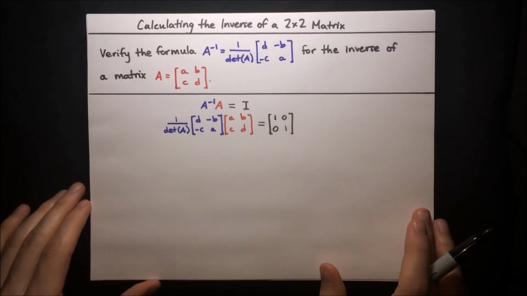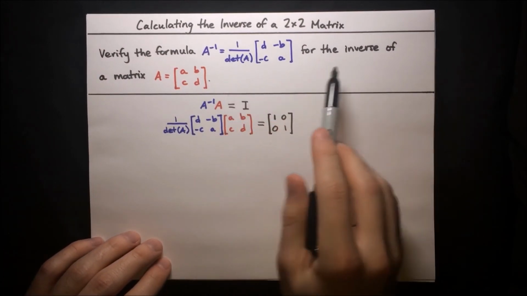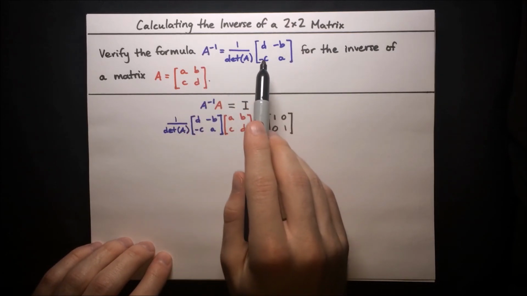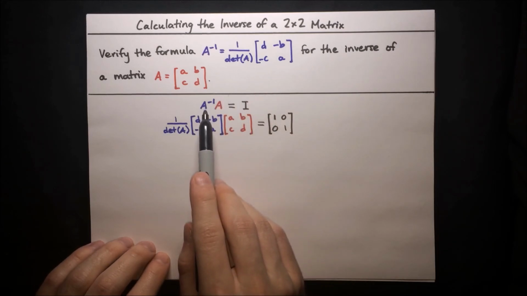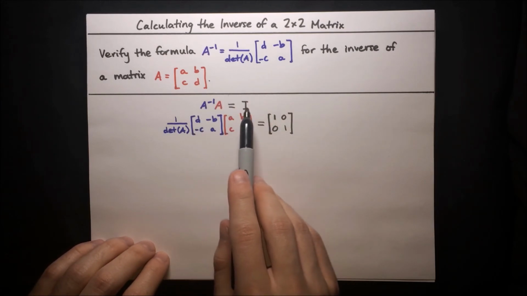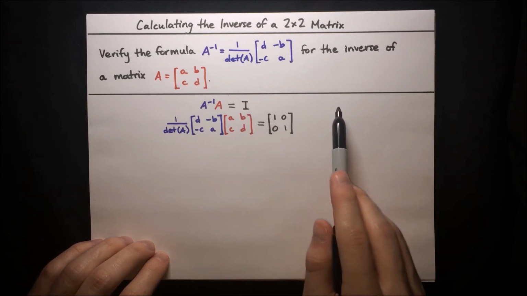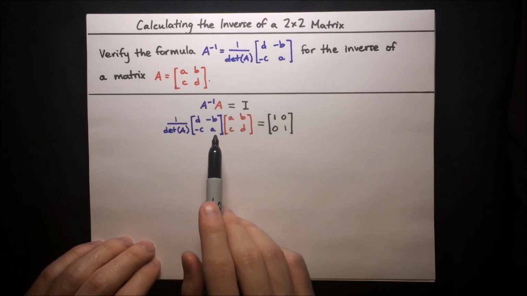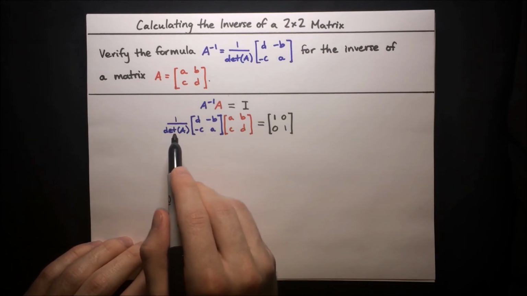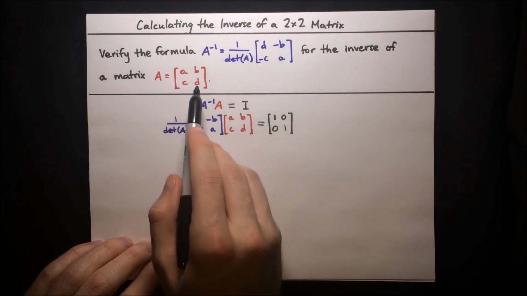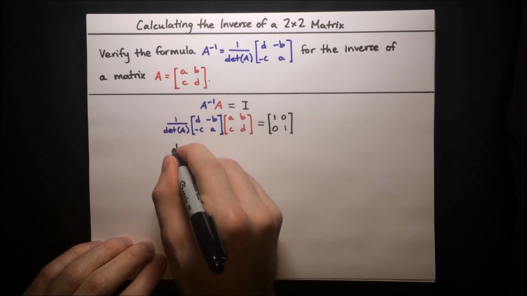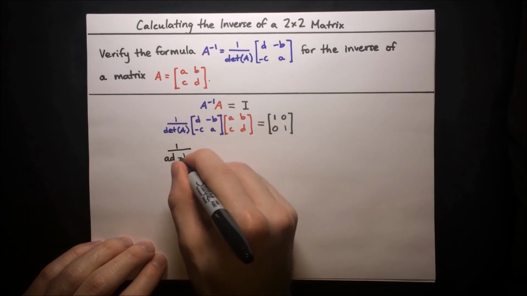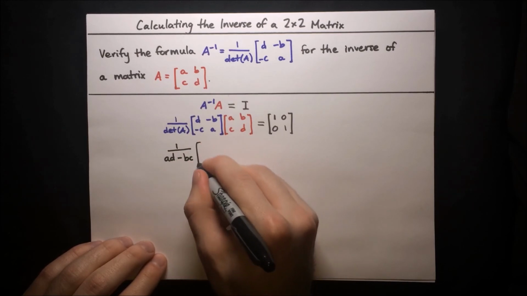Lastly, let's verify this formula that we've been using to compute the inverse of a matrix. Let's show that whenever this formula is defined, the result satisfies the property of the inverse, that A inverse times A equals I. There's also the case of A times A inverse equals I, but it follows pretty much the same way as this one, so we'll just do this one here. So okay, let's compute this. So 1 over determinant of A. Determinant of A is just A times D, so 1 over AD minus BC, and then let's multiply these matrices.